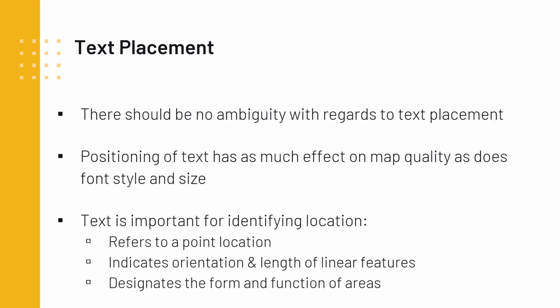So typically it could be used to represent a point location, in which case it should be very close to the point. If you're labeling a linear feature, it can be used to help indicate the orientation or the length of the feature based on how much space is between it and which direction it's tilted. It can also, in a polygon, be used to designate form and function of an area. So if you're labeling something that's a great big polygon, you may want to make the label a little bit larger and spread it out. Again, you're going to do this with spacing between the characters.